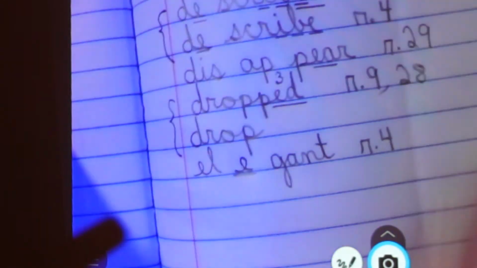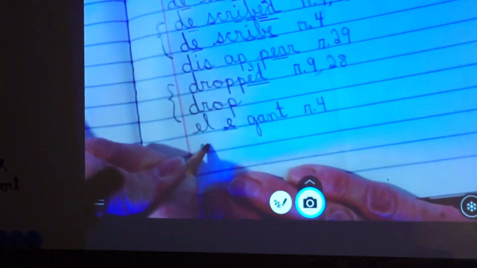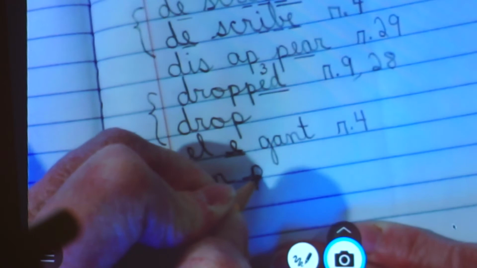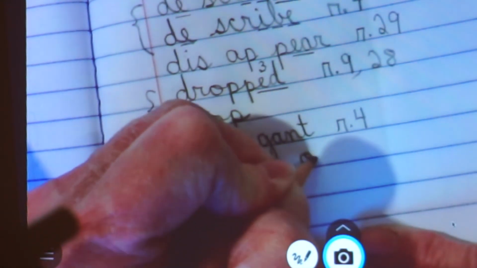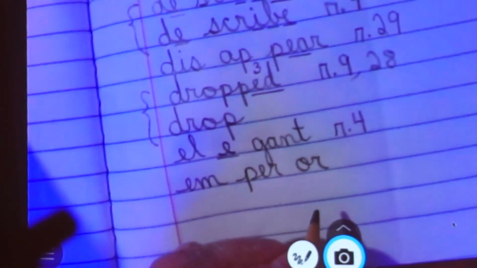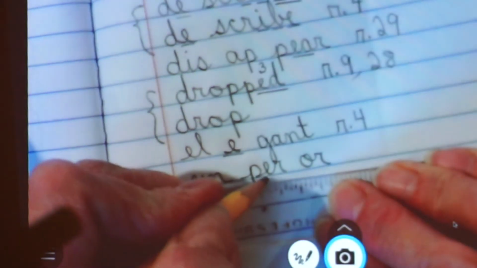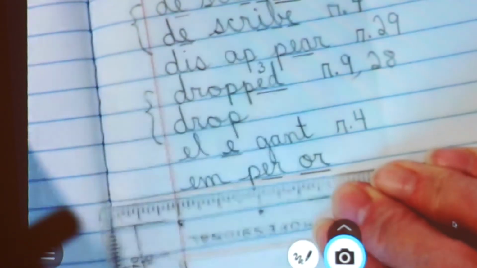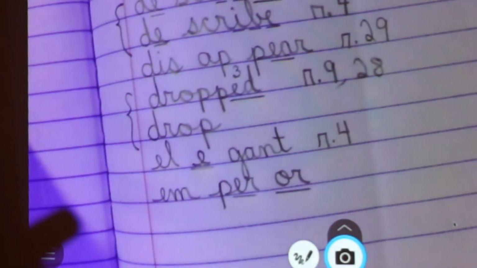Okay. Good. And the last word for the day and for the week and for the month of March is emperor. Emperor, which is another word for a king. Can you see that good? So we will underline the phonogram or. And that is all we do for that. There's no other markings on that.